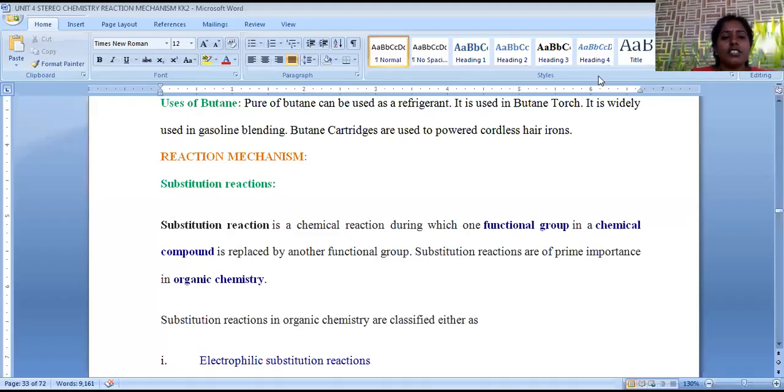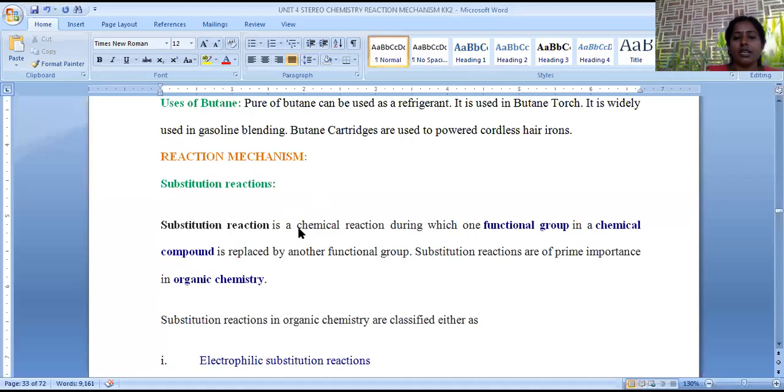Hello friends, in this session we are going to discuss reaction mechanism. In reaction mechanism, different types of reactions are available, like substitution reactions, addition reactions, elimination reactions, and rearrangement reactions. All these come under reaction mechanism only.